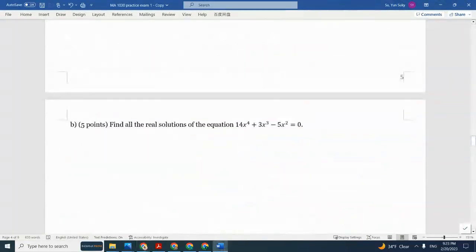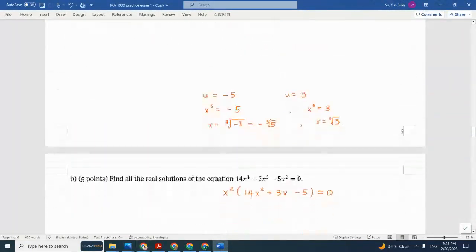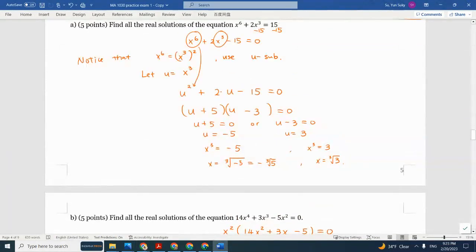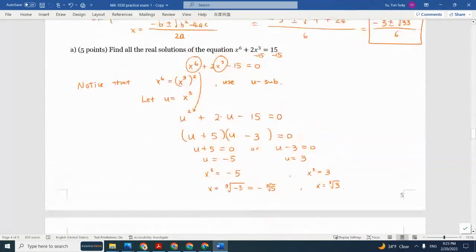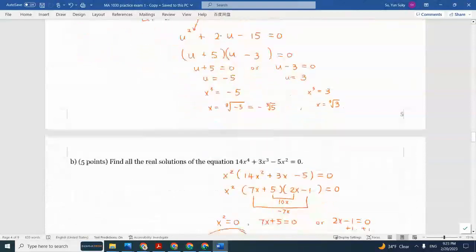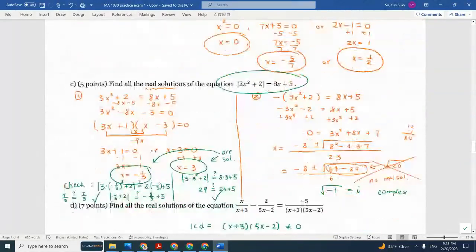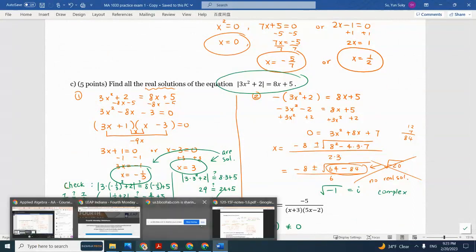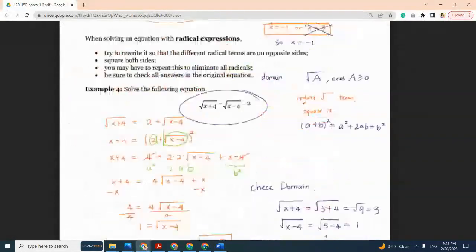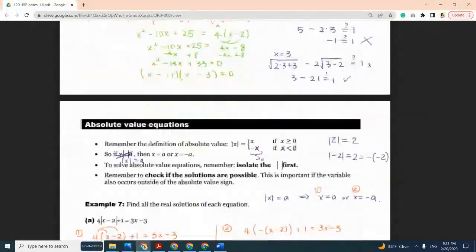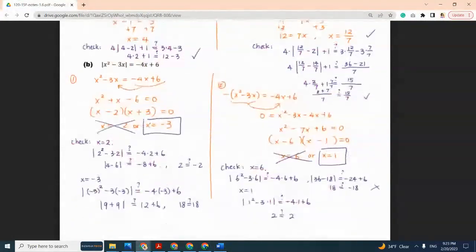You see, for A, B, and C, I didn't check because for polynomial, whatever answer you get is the answer. You don't need to plug in and see what happens. But for absolute value, the answer you find is not always the answer, like we recall in our in-class example. Okay. Look at this in-class example.